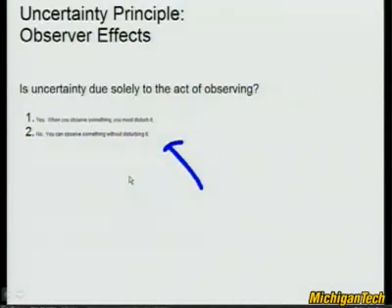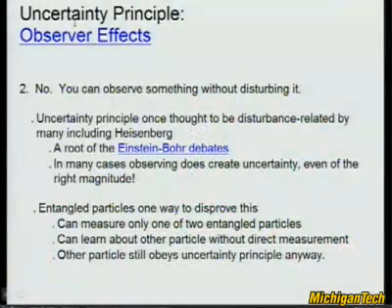Yes, when you observe something, you must disturb it. Is that the root of the uncertainty principle? Or no, you can observe something without disturbing it. Which one is it? Is the uncertainty principle based on disturbing things because that's what has to happen when you measure it? Here's the answer. You can observe something without disturbing it. The observer effect is not fundamental to the uncertainty principle.